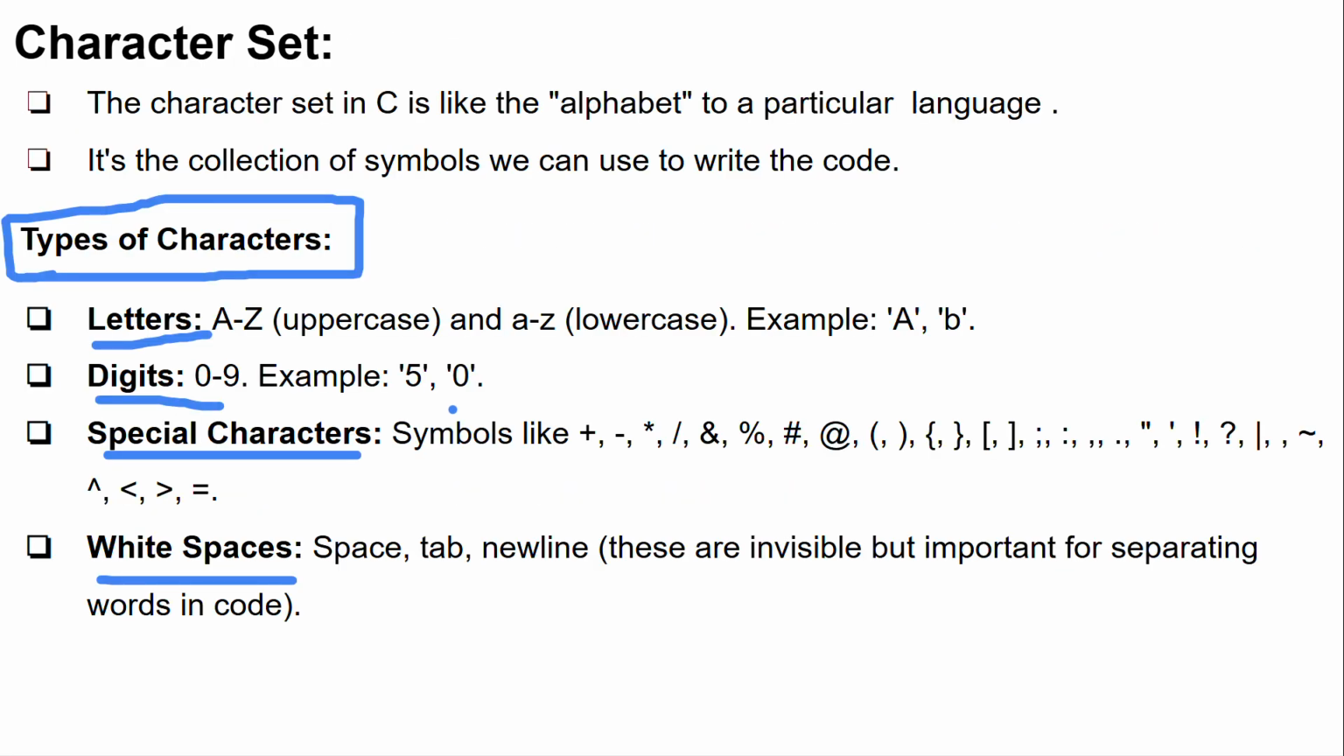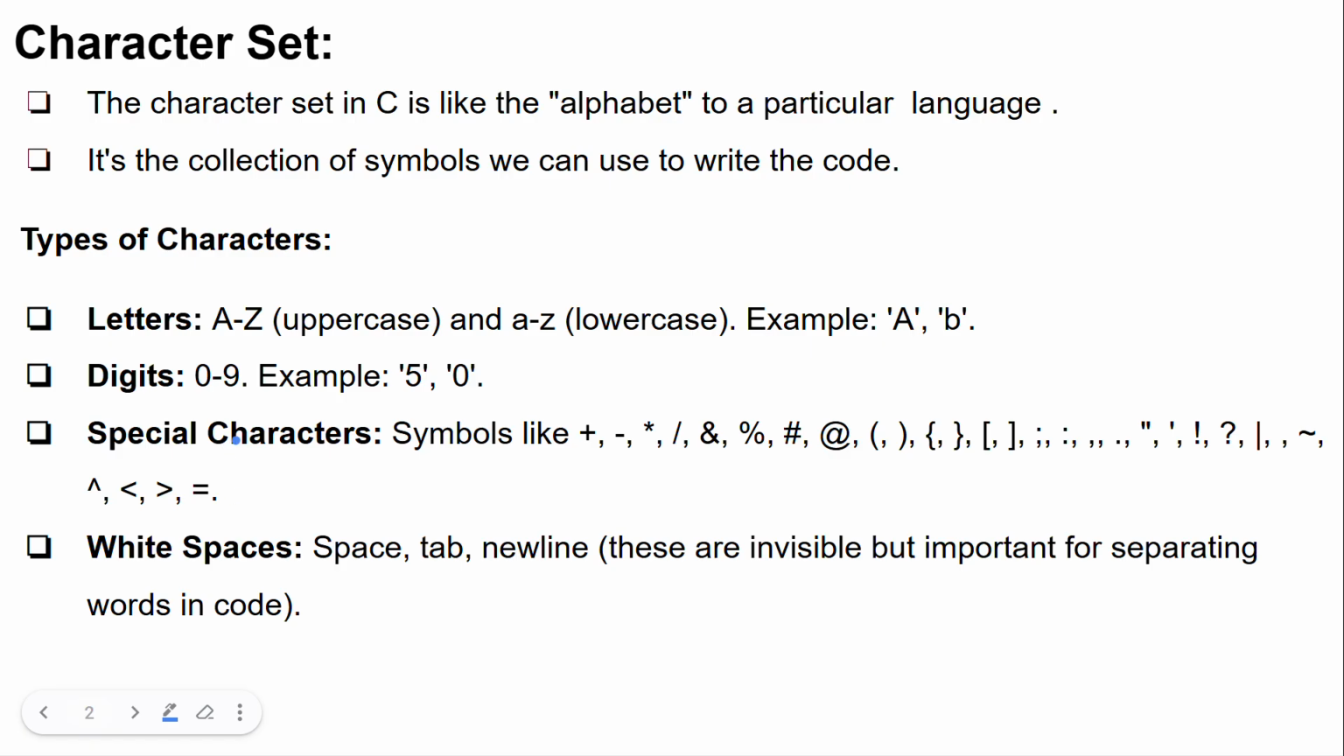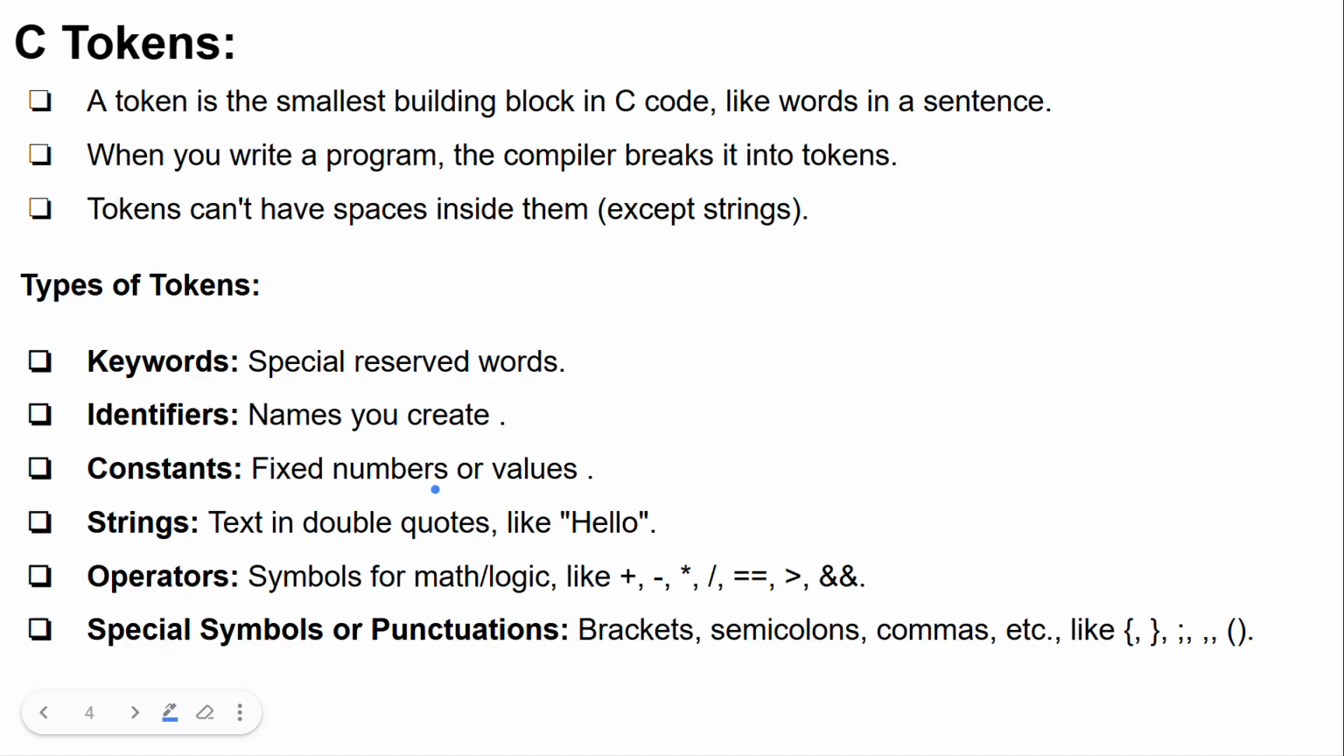I will repeat once again: whatever we write in C programming will be taken only from letters, digits, special characters or white spaces. Okay, next we have C tokens.